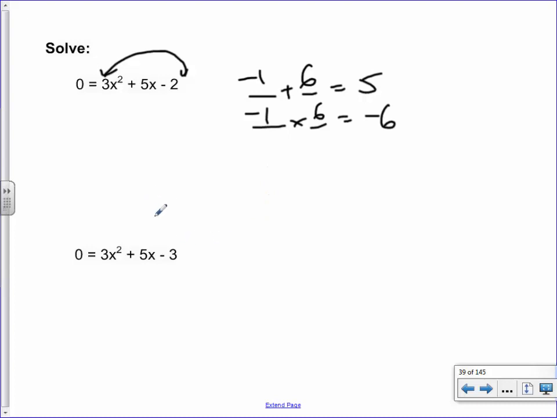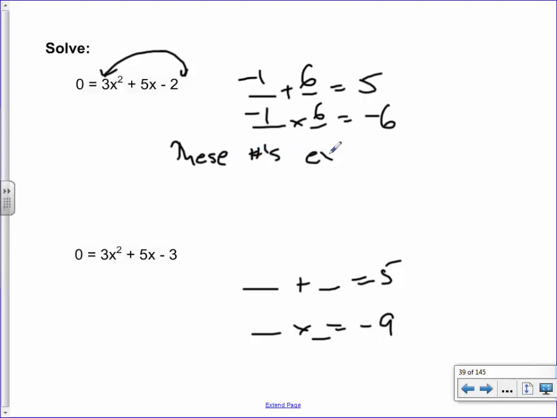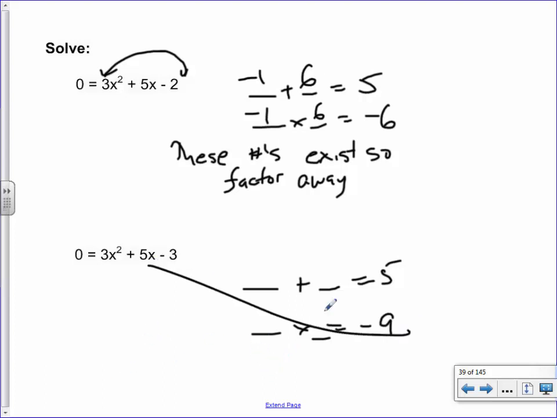Okay. Well, what if I change it? All I did is change this last number here by 1. Well, now we're looking for numbers that still have to add to give 5, but now multiply to give minus 9. Just going to put a little note here. These numbers exist, so factor away. Do you guys get the point I'm trying to make here, though? You can't find numbers that add to give 5 and multiply to give minus 9. It just doesn't work.